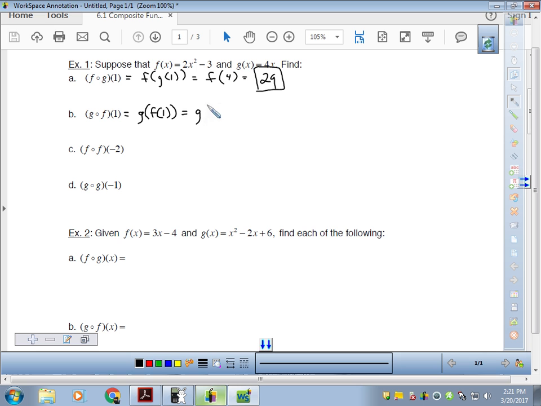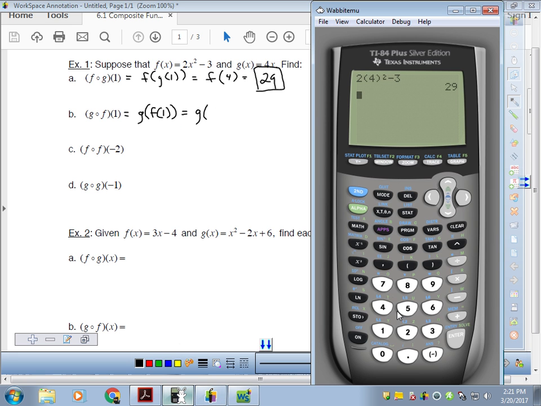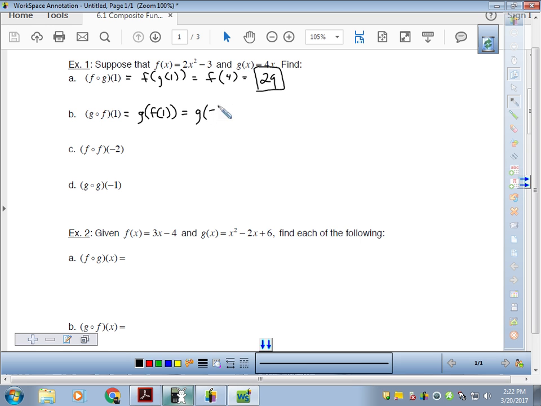Alright, so let's find f of 1 first. So we're going to plug 1 into that equation. So 2 times 1 squared minus 3 gives us negative 1. So now we have g of negative 1, so plug negative 1 into this g equation. 4 times negative 1 is negative 4.